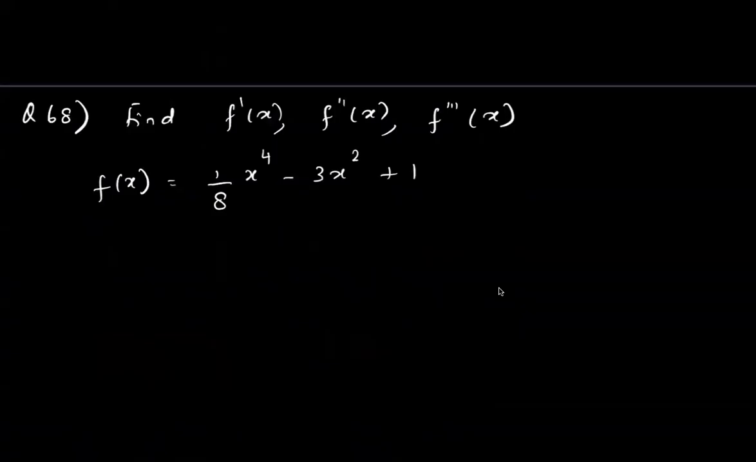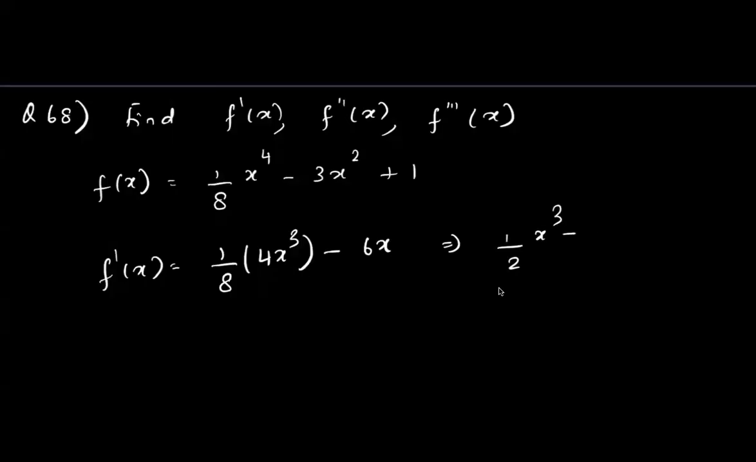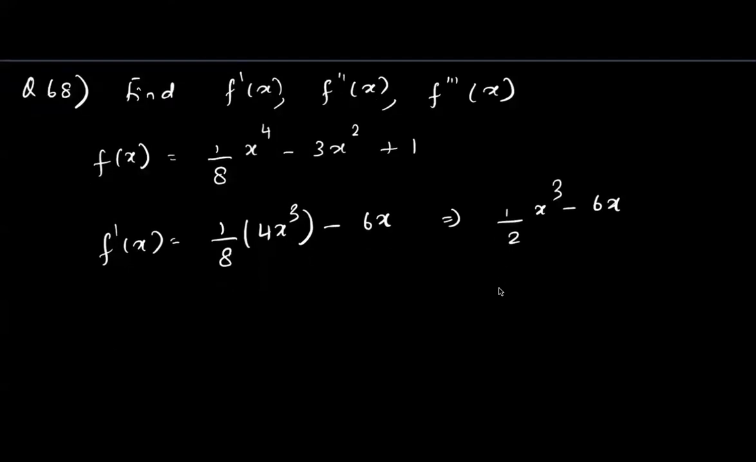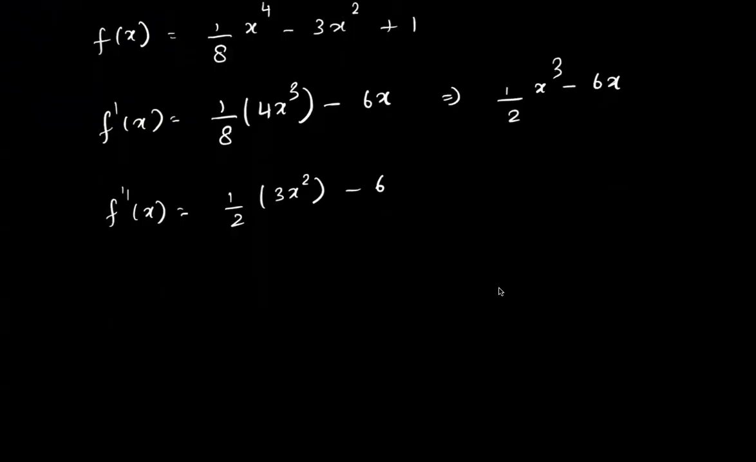The question is asking you to find the first order, second order, and third order derivatives. So the first order derivative is 1/8 times 4x cubed minus 6x, which can be simplified to 1/2 x cubed minus 6x. F double prime is 1/2 times 3x squared minus 6. So I take the derivative of the first derivative to get the second derivative. So this is 3/2 x squared minus 6. And the third order derivative is 3/2 of 2x, right? And that is 3x, the third order derivative.